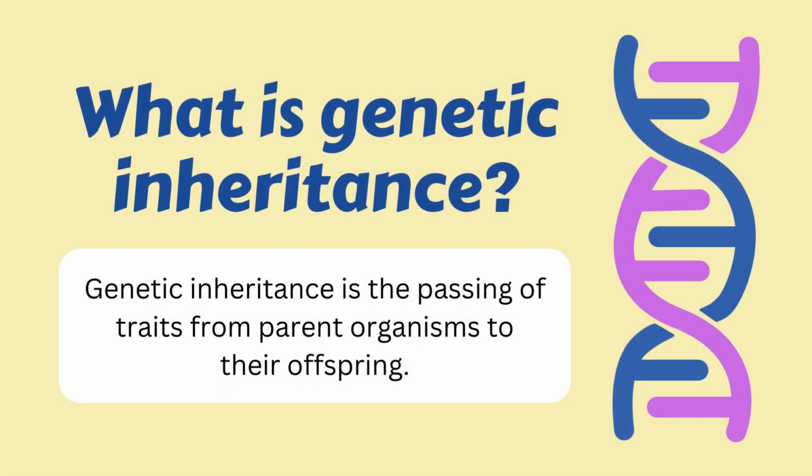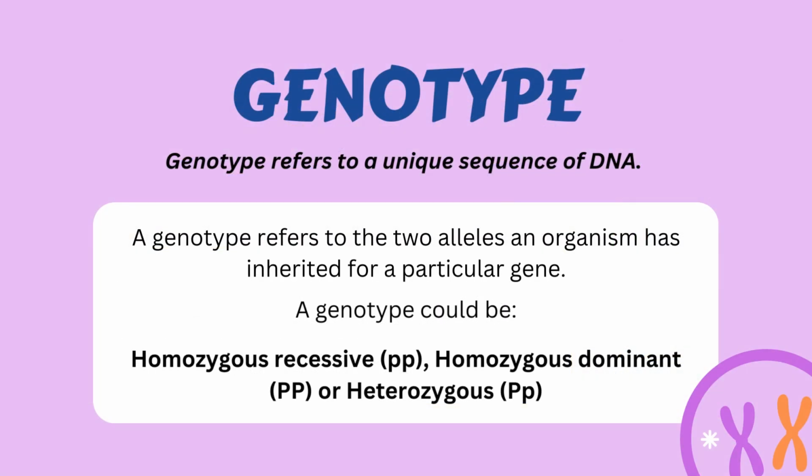Genetic inheritance is the passing of traits from parent organisms to their offspring. The genetic inheritance could be of two types, genotype and phenotype. Genotype refers to a unique sequence of DNA. A genotype refers to the two alleles an organism has inherited for a particular gene. A genotype could be homozygous recessive, homozygous dominant, or heterozygous.